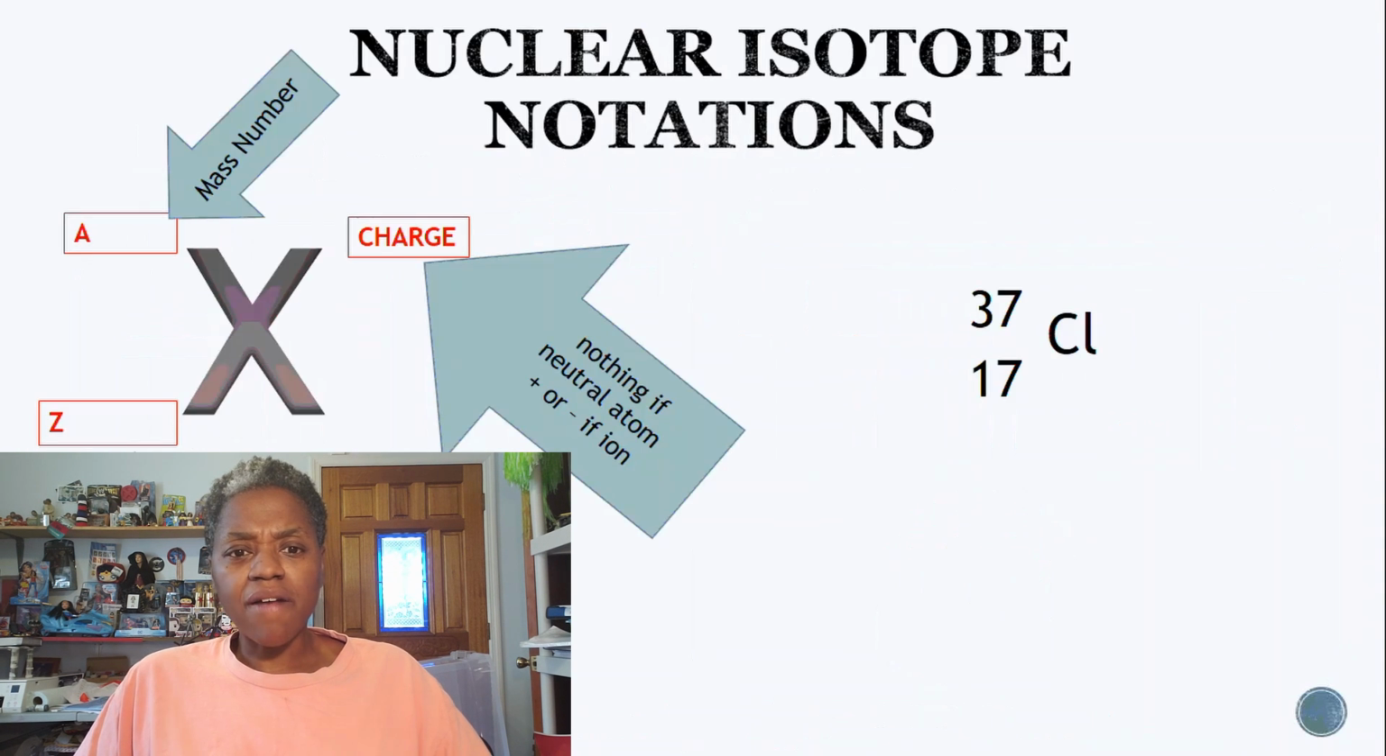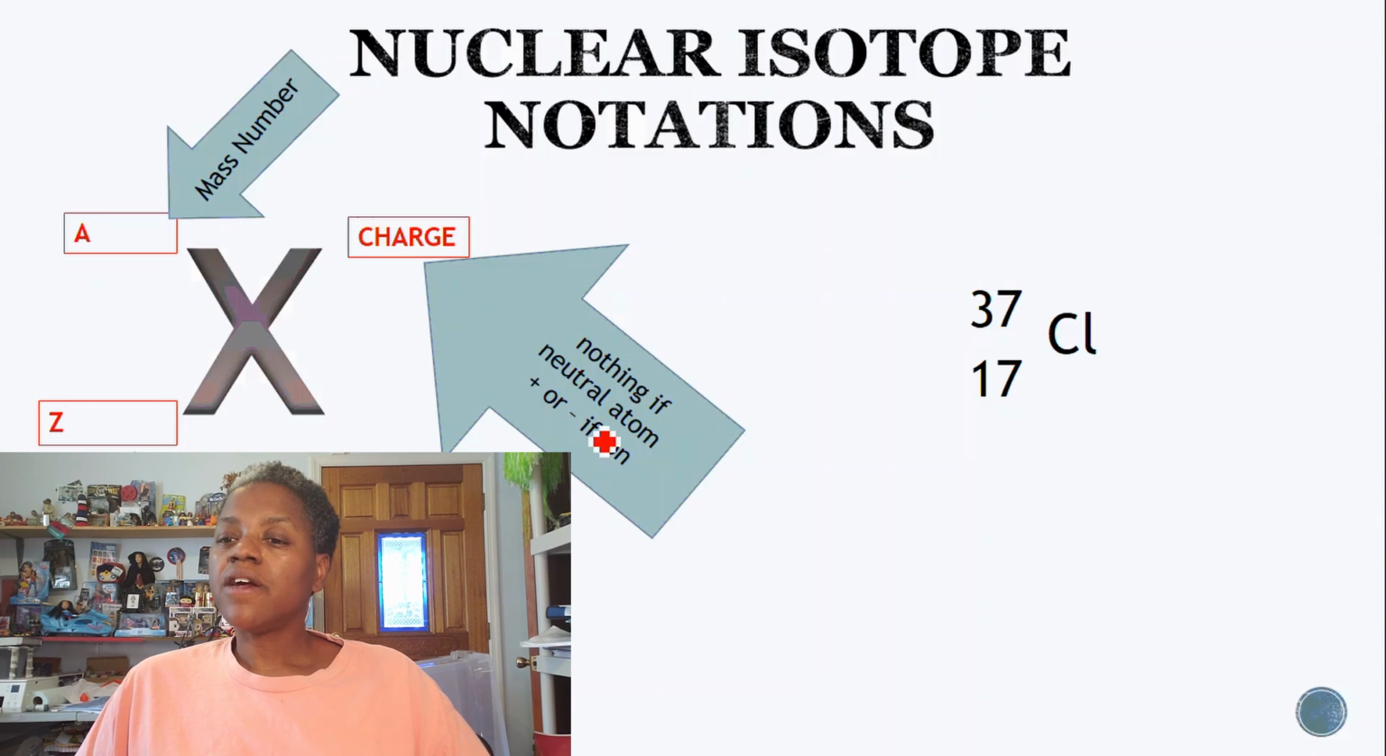And you see up here, I've got the mass number. Down here, I've got my atomic number. And then up in the right-hand corner, I would have the charge. If there's nothing written there, that means you have a neutral atom, okay? If it's positive, then you'd have a positive charge there, negative if it's a negative charge. So positive or negative there, it's an ion.